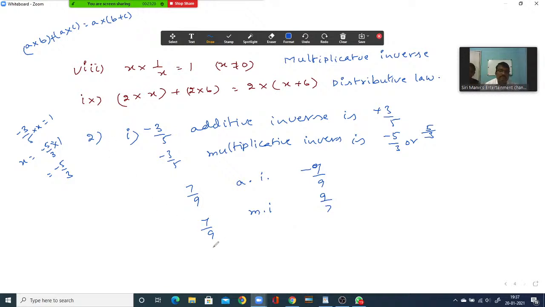Next, minus 1. What is the additive inverse of minus 1? Plus 1. What is the multiplicative inverse of minus 1? Minus 1 only. That's it. Next, fill in the blanks in exercise 1.1, page number 19. Okay.